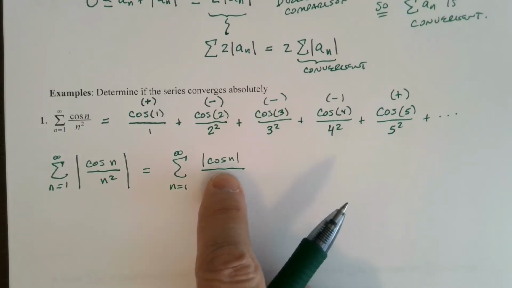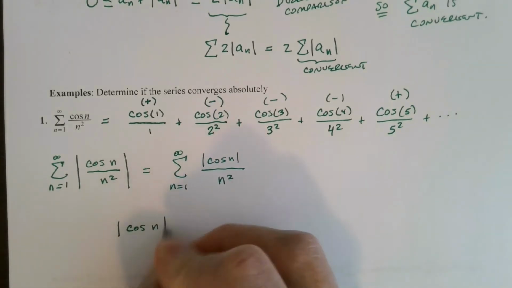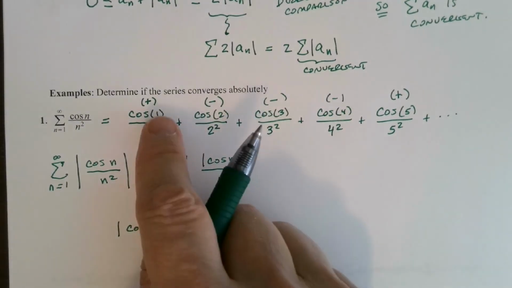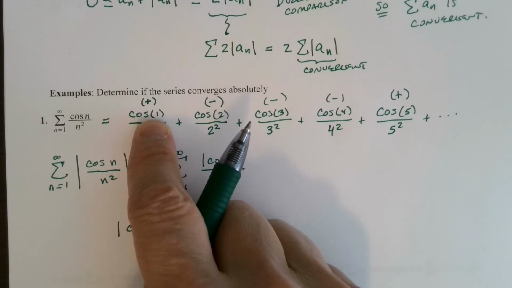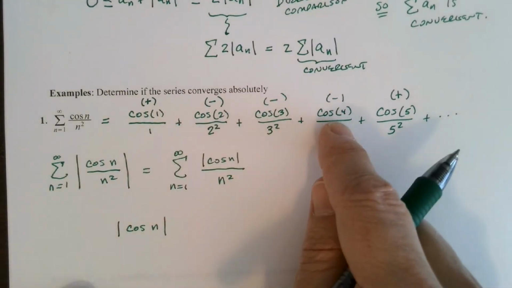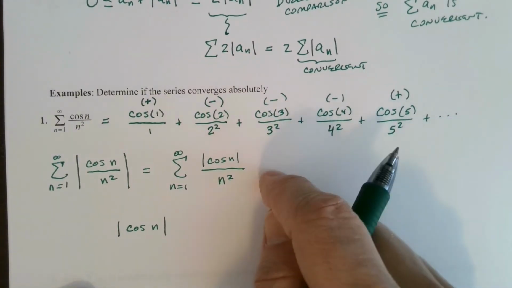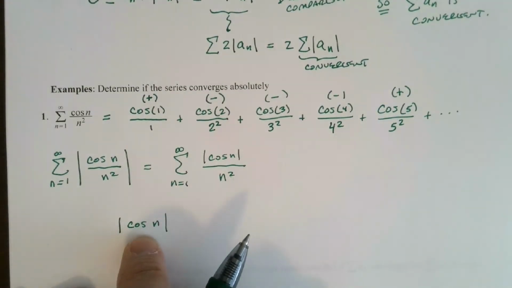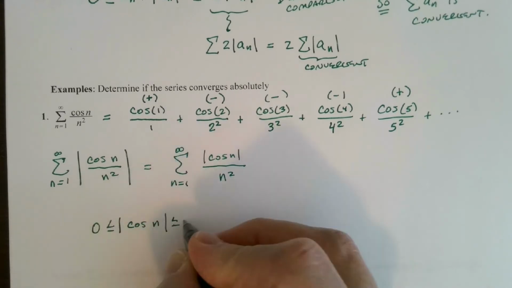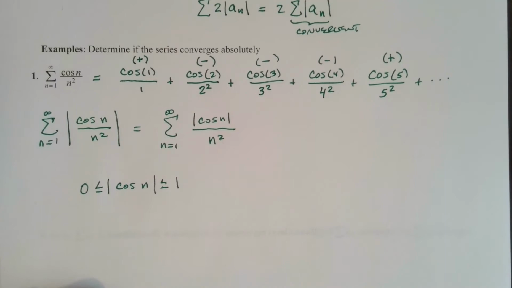And the trick is to realize, hey, I know something about the absolute value of cosine of n. I know cosine of n bounces between positives and negatives, but I do know the positive and negative values for cosine. The numerator in each of these is always between what two values? Cosine is always between what? -1 and +1. So the absolute value, though, is always going to be between what two numbers? 0 and 1, right? And I take the absolute value, so it's going to be non-negative.